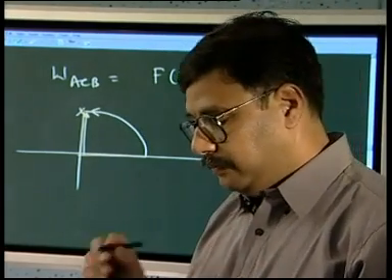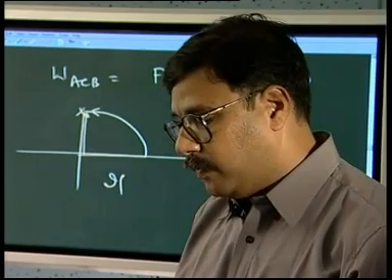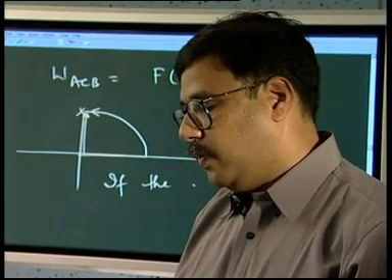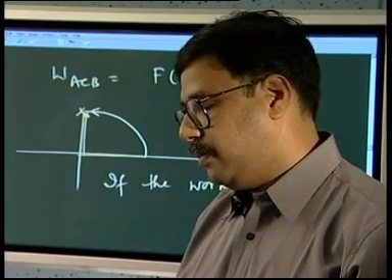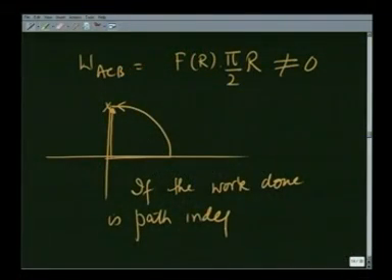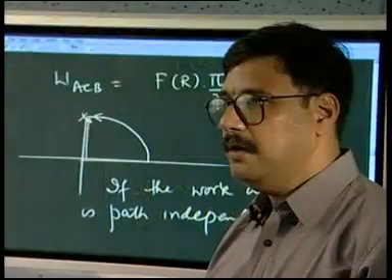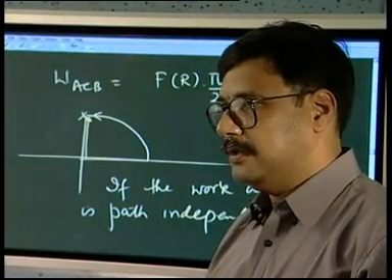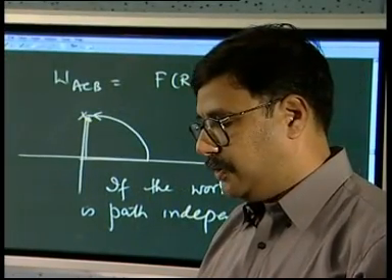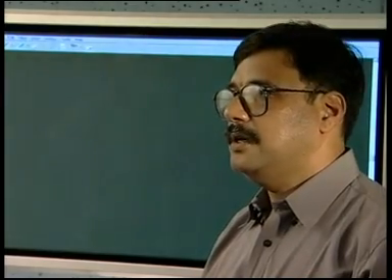Let us see what happens if the work done is path independent. So, we have seen two examples of cases where the work depends on the path taken, but there are many forces in nature for which the work done is path independent.